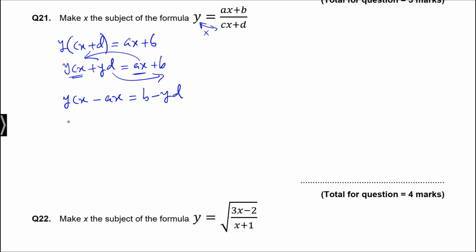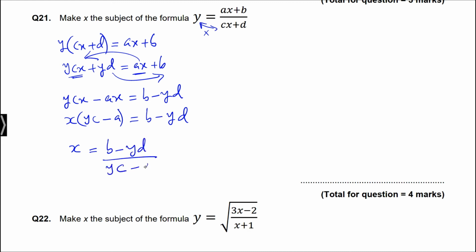Factorize out x, so x into (6y minus a) will be equal to b minus yd, and then divide both sides by 6y minus a. So x will be equal to (b minus yd) over (6y minus a).